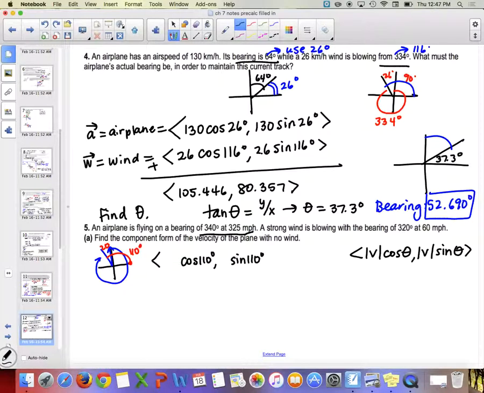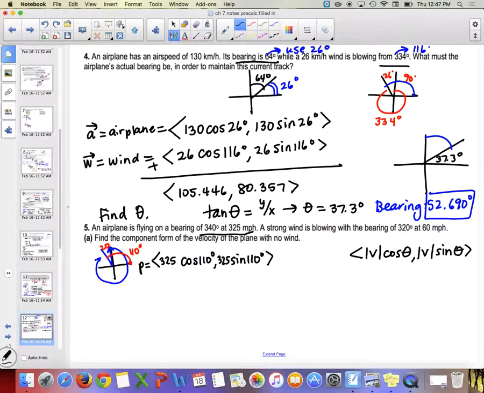Okay, what is the magnitude? What would be 325? Yeah, magnitude is usually the speed on these problems. So 325. I mean, yes, it is the speed on these problems, but maybe it's a length on other problems. All right, so we have that. And this is going to be the plane's component form. Okay, we're going to go ahead and find these numbers. It says find the component form of the velocity of the plane, so I would go ahead and find it.